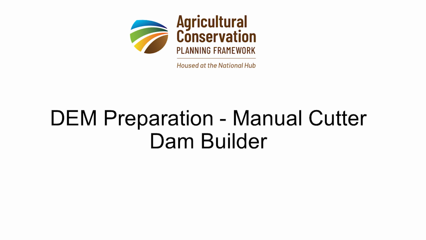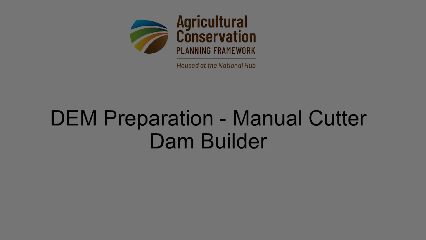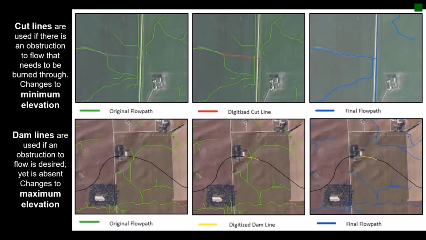In this video, we're going to discuss the Manual Cutter and Dam Builder tool. This is the third step of the iterative editing process, and is arguably the most important part in developing an accurate stream network. This tool works by the user, that's you, identifying errors within the DEM and flow network, and creating cut and dam lines to correct these.